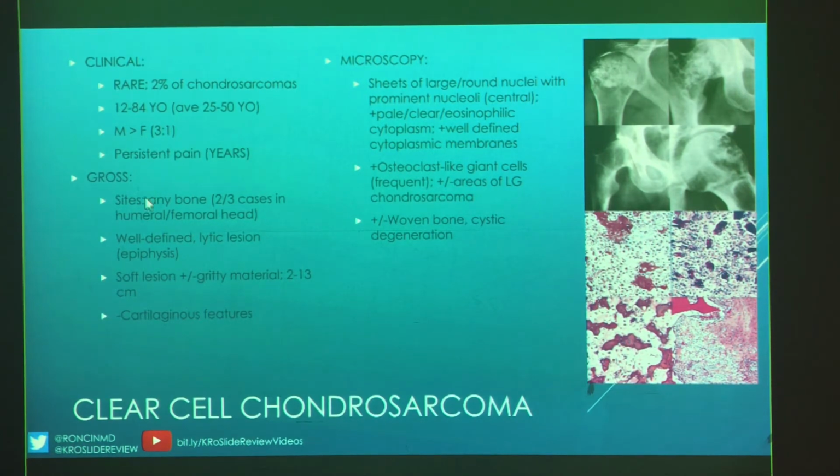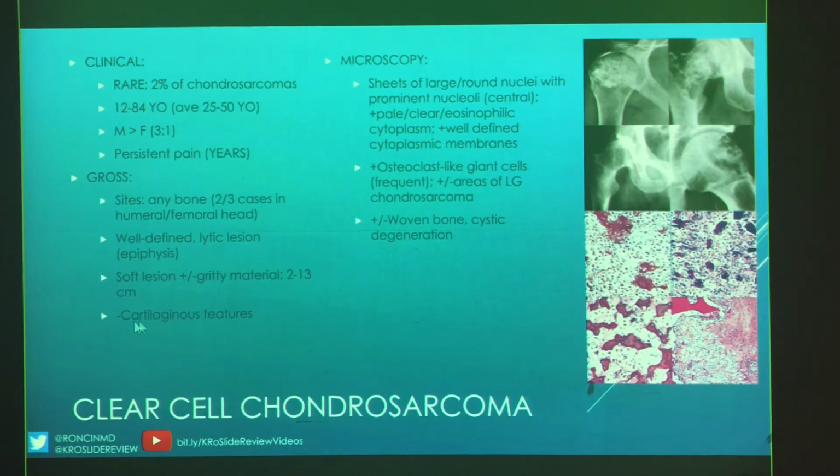Grossly it can involve any bone, but most cases involve either the humerus or femoral head. So as you can see from the pictures, these are well-defined lytic lesions that involve the epiphysis, and on gross, they're going to be very soft, and they may have some gritty material, and they range in size from 2 to 13 centimeters, so a little smaller than some of the other lesions we have encountered tonight. They don't have cartilaginous features, okay?